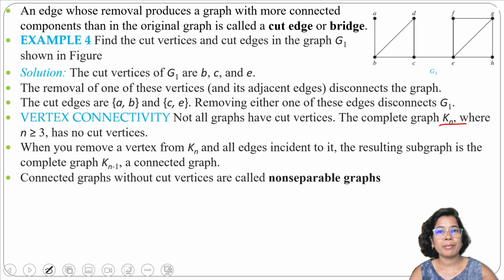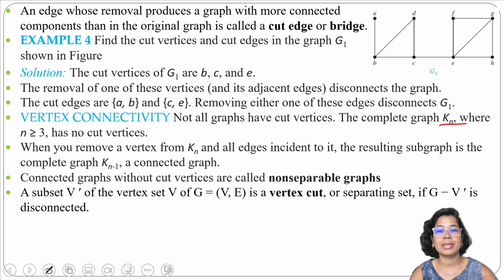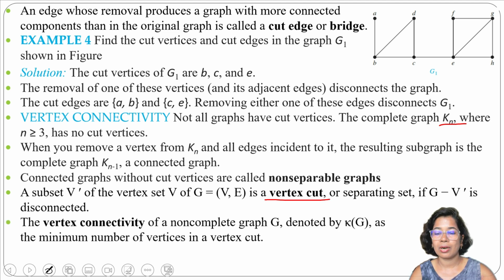A graph without cut vertices is called a non-separable graph, meaning we cannot disconnect that graph with a single vertex. But in that case, there may be a set of vertices whose removal makes the graph disconnected. So a subset of vertices whose removal makes the graph disconnected is called a vertex cut, and the minimum number of vertices in a vertex cut is called the vertex connectivity. The vertex connectivity of a non-complete graph, denoted by K(G), is the minimum number of vertices in a vertex cut. Clear on the difference? A cut vertex means a single vertex whose removal makes the graph disconnected. A vertex cut means a group of vertices whose removal makes the graph disconnected. And vertex connectivity is the minimum number of vertices in a vertex cut.